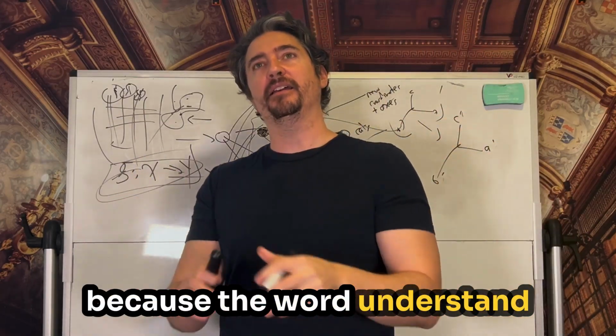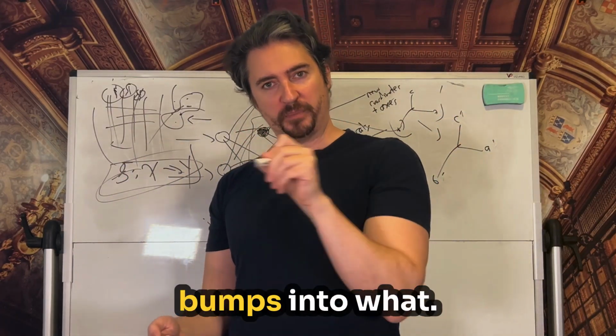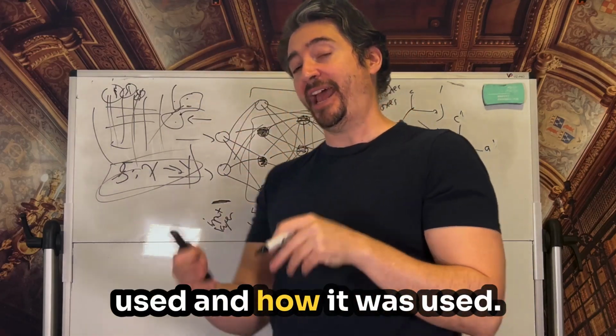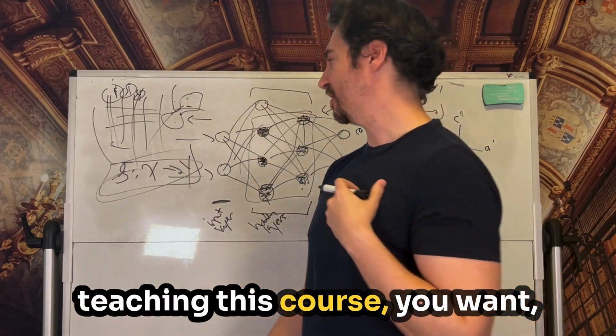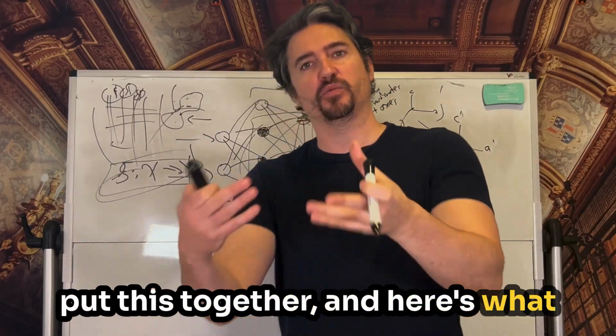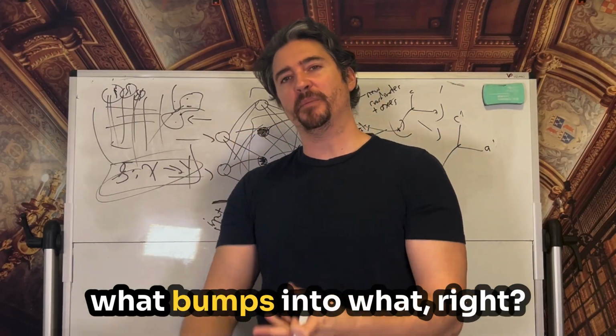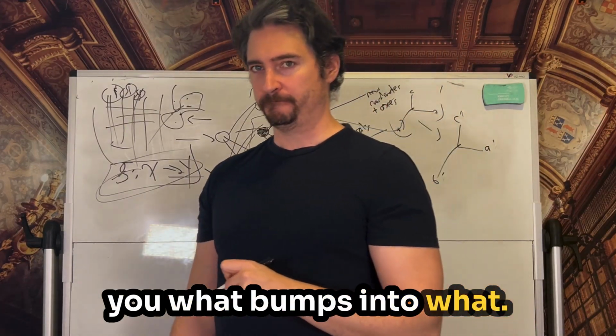Because the word understand, the way people use that, they mean causally, right? Like I want to see what bumps into what. I want to see what was actually used and how it was used. If you ask me to explain why I'm teaching this course, you want, well, first I thought this, and then I thought this, and then I put this together, and here's what I think it's going to do. You want to see what bumps into what, right? Deep learning cannot tell you what bumps into what.